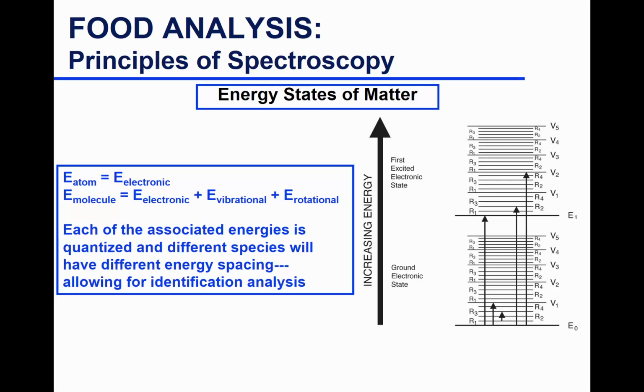So the energy of an atom is equal to the electronic energy, whereas the energy of a molecule is equal to electronic plus vibrational plus rotational. Each of the associated energies is quantized. Like I said, they're not a continuous scale, and they're very unique and different for each species. And that's how we differentiate and use this tool to identify and do structural elucidation.